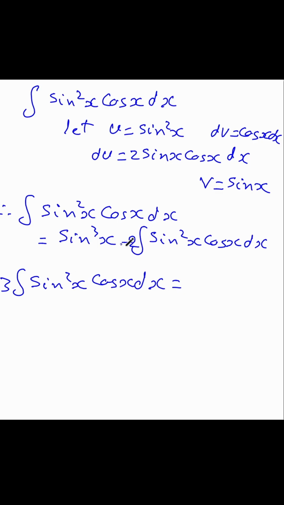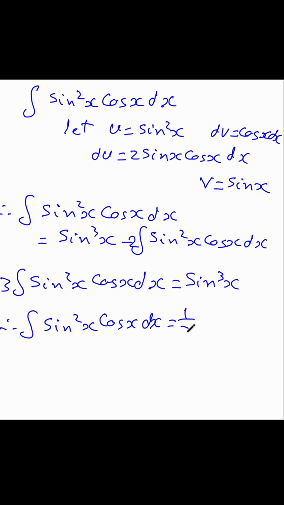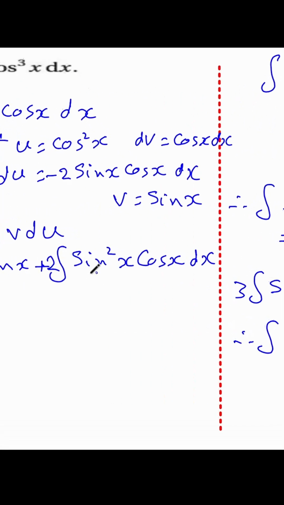That will be equal to sine cubed x. If we shift this minus 2 to the left hand side, it will be positive 2, and then we have another integral of the same expression. It will be 3, the integral of sine squared x cosine x dx equals sine cubed x. Now we need to divide by 3. Therefore, the integral of sine squared x cosine x dx is equal to one third sine cubed x. So the integral of this is what?